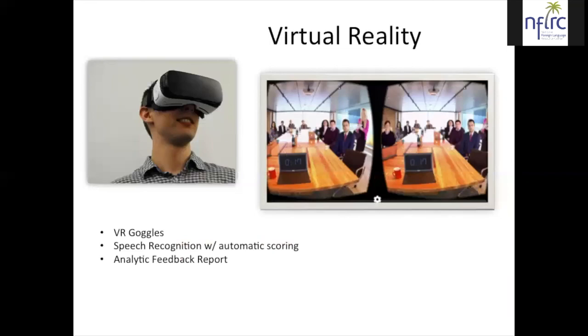It can also be used to simulate discussions or interviews. Here on the right, you'll see what it looks like. For this to work, the screen is split into two views, but when you put your iPhone or Android phone into the goggles, it merges into one 3D image. And as you look around the room, you look around as if you were there. And so this could simulate an actual interview.